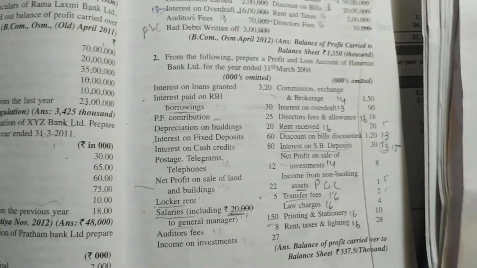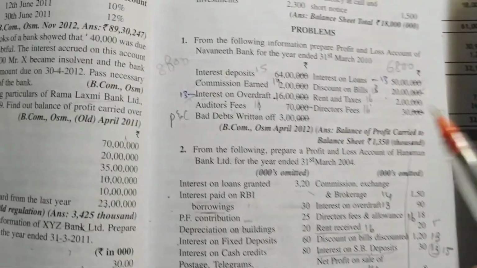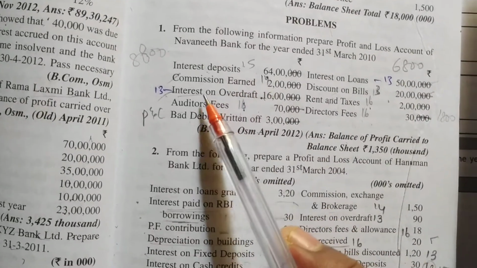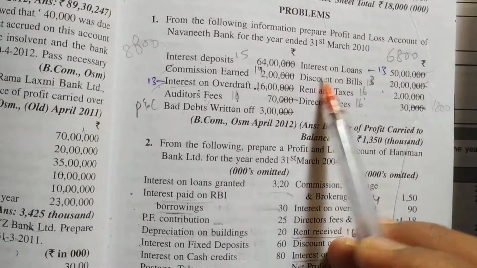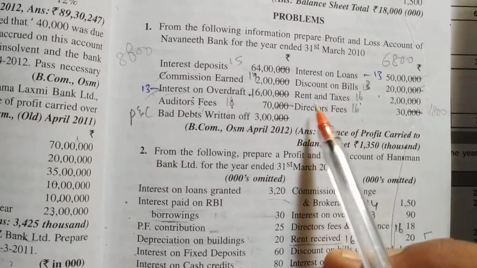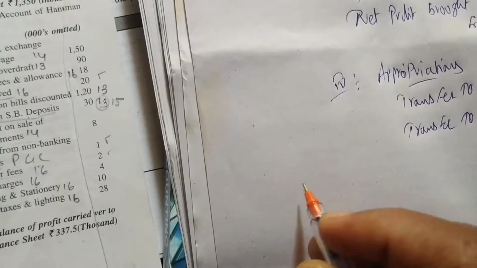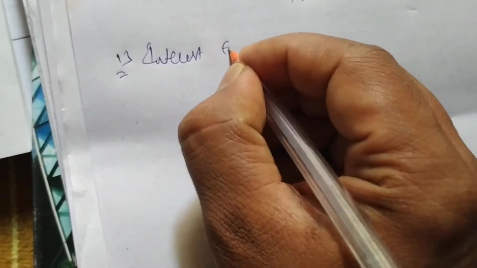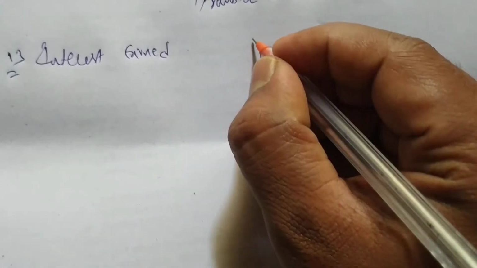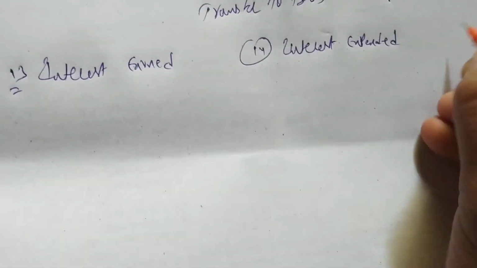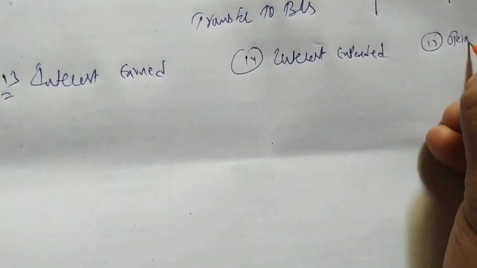Okay, so here directly it is not given like this: interest earned, interest, other income. So we have to prepare notes also. Okay, notes to accounts we call. So here interest on deposit is given, commission earned, interest on overdraft, audit fees, interest on loans, discount on bills. So we have to prepare schedules. So first schedule we'll prepare here, schedule number 13, interest earned. Then we'll prepare schedule number 14, interest expended. Then we'll prepare schedule number 15, operating expenses. Okay, we're preparing 3 different schedules.